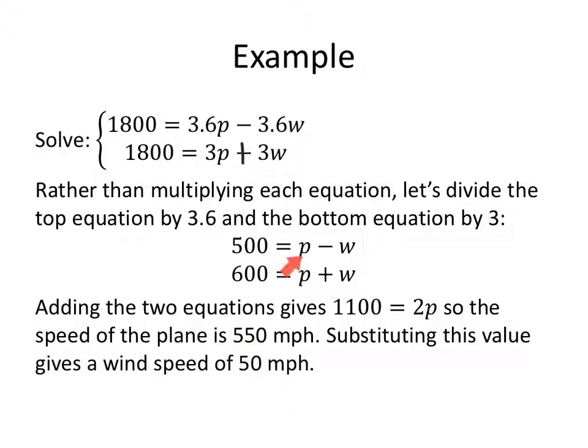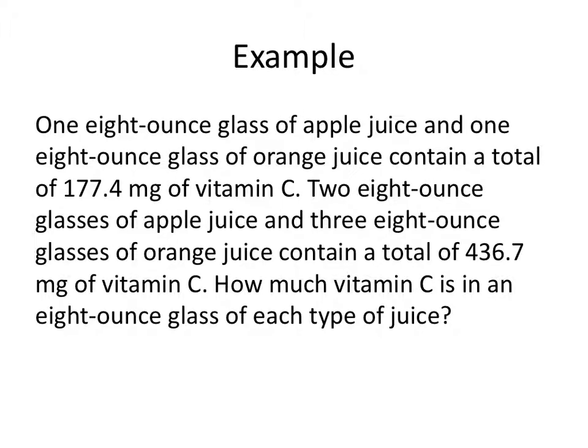If the speed of the plane is 550 and I subtract something to give me 500, it must be the speed of the wind is 50 miles per hour. It's pretty strong wind up there, but it's pretty high in the atmosphere, so we're alright.